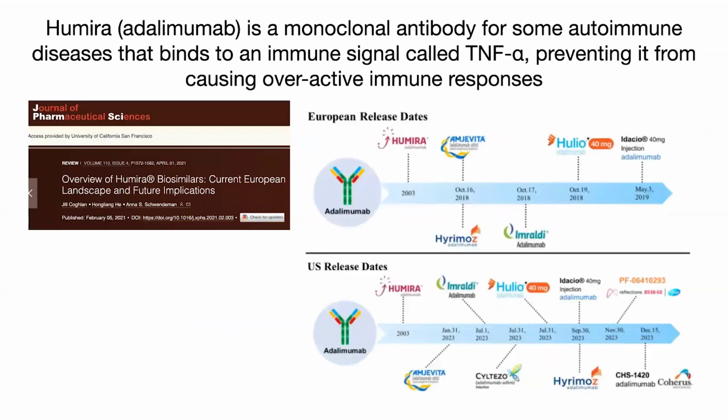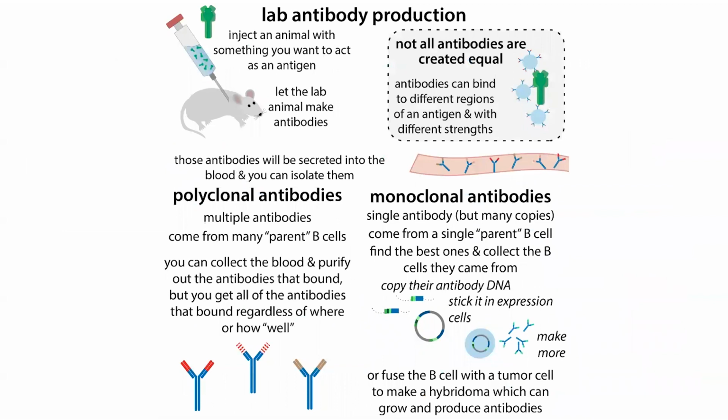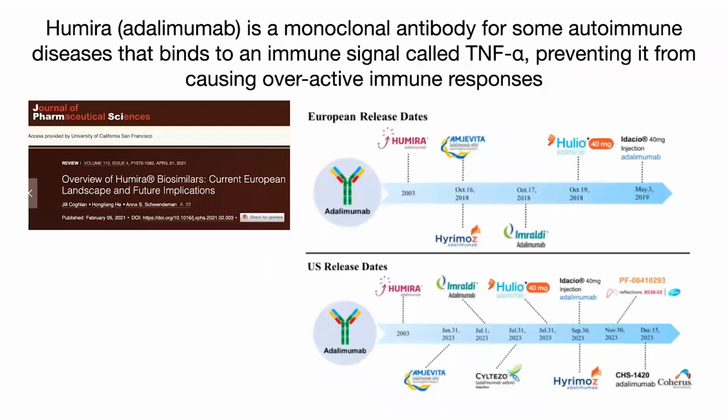A common example you might have heard of is Humira. Humira is a monoclonal antibody. So what's an antibody? It's a little protein that will recognize a specific thing. And a monoclonal antibody means that all of the antibodies in that vial you get are exactly the same, as opposed to a polyclonal, where you have a mix of different antibodies that might all recognize the same thing, but the antibodies themselves are different, and they're going to recognize slightly different locations on that thing. In the case of Humira, it's going to recognize an immune signal called TNF alpha, and it's going to bind to TNF alpha and prevent it from causing overactive immune responses.